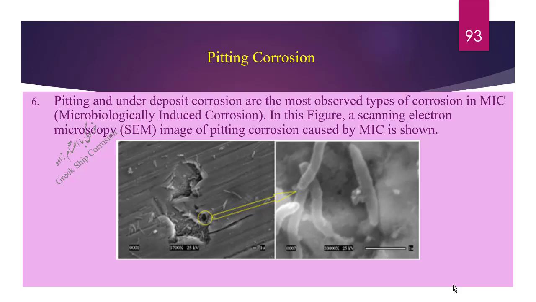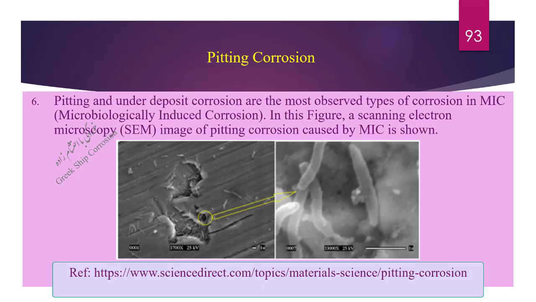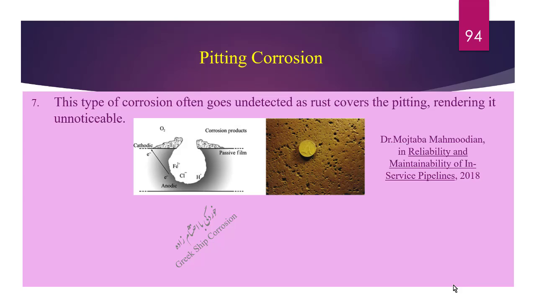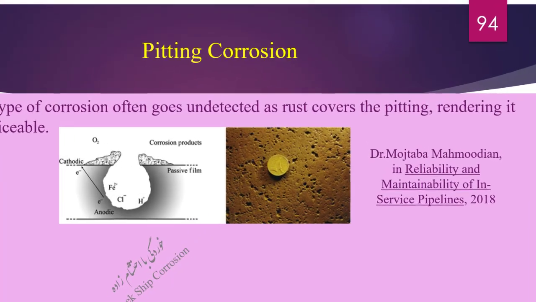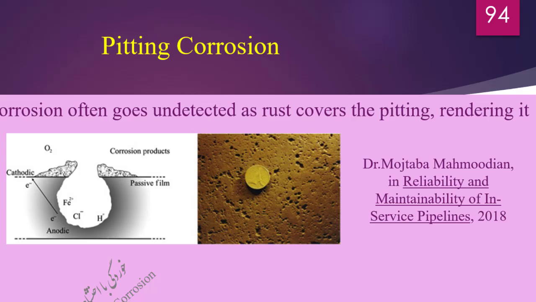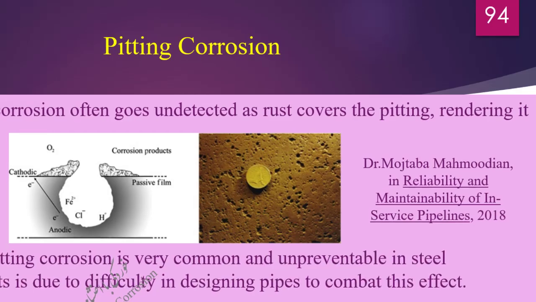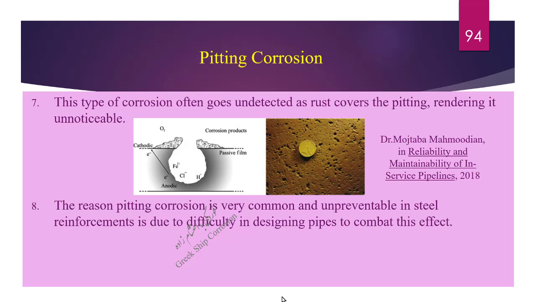6. Pitting and under-deposit corrosion are the most observed types of corrosion in MIC, microbiologically induced corrosion. In this figure, a scanning electron microscopy (SEM) image of pitting corrosion caused by MIC is shown. 7. This type of corrosion often goes undetected as rust covers the pitting, rendering it unnoticeable. 8. The reason pitting corrosion is very common and unpreventable in steel reinforcements is due to difficulty in designing pipes to combat this effect.